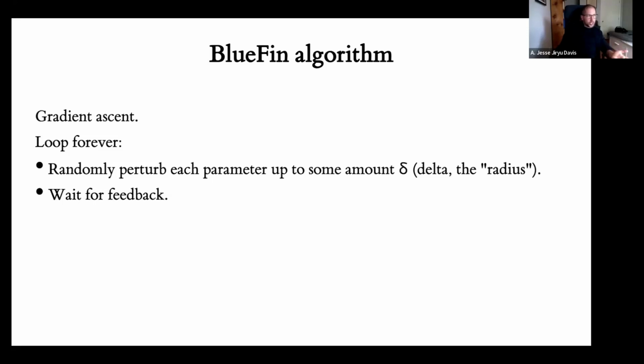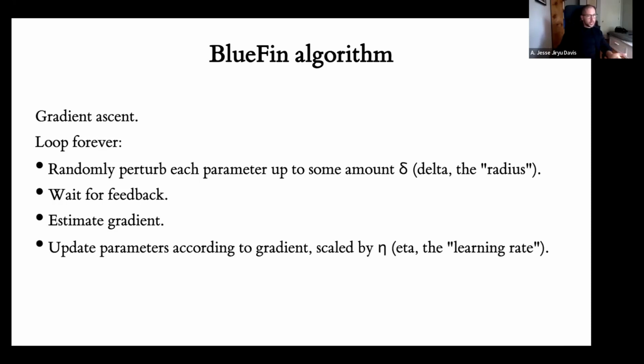That creates a prediction. SelfTune waits for feedback. It receives the feedback, it estimates the gradient, and it updates the parameters according to the gradient in the direction of better reward, scaled by eta, which is the learning rate.